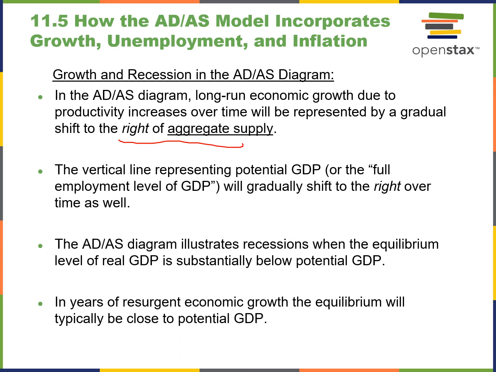The diagram will also illustrate recessions when the equilibrium level of the real GDP is substantially lower than the potential GDP. In times of resurgent economic growth, the equilibrium will typically be close to the potential GDP. And that's where we were probably about 6 weeks ago, and that picture probably shows that the curve has actually shifted to the left due to higher unemployment.